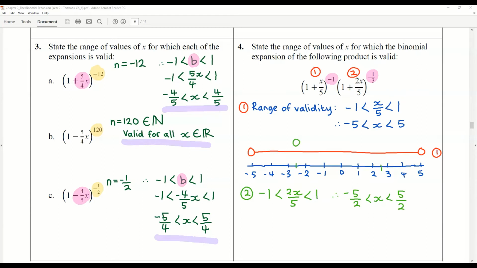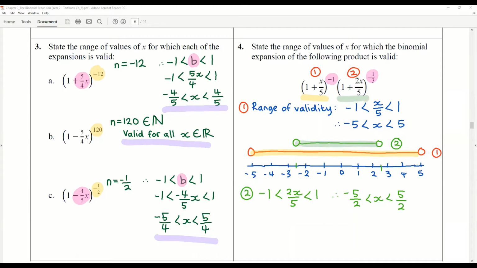So it's only valid between those two values, okay, that I've indicated there. So what does this mean? Well, as a product, for the first bracket isn't too much of a problem. I'm allowed to input anything from -5 up to 5. However, the second bracket is more restrictive. Okay, in the second bracket here, I'm only allowed to input from -5/2 to 5/2.